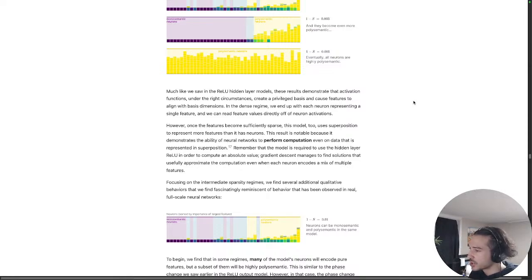represented in superposition. Remember that the model is required to use the hidden layer ReLU in order to compute an absolute value. Gradient descent manages to find solutions that usefully approximate the computation even when each neuron encodes a mix of multiple features. Focusing on the intermediate sparsity regimes, we find several additional qualitative behaviors that we find fascinatingly reminiscent of behavior that has been observed in real full-scale neural networks.